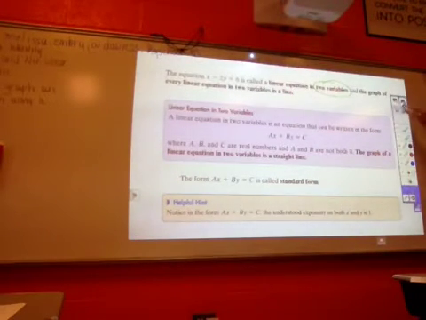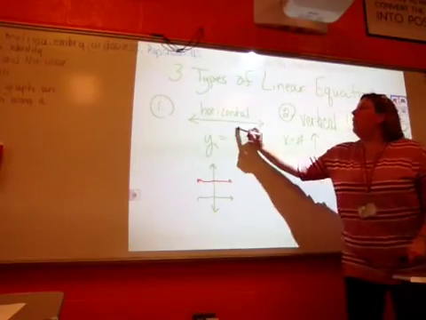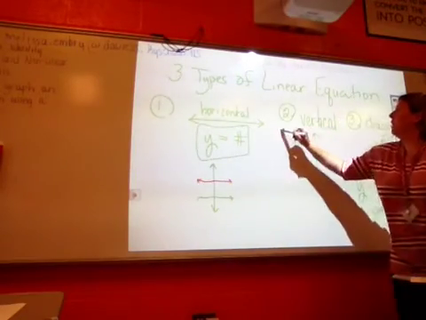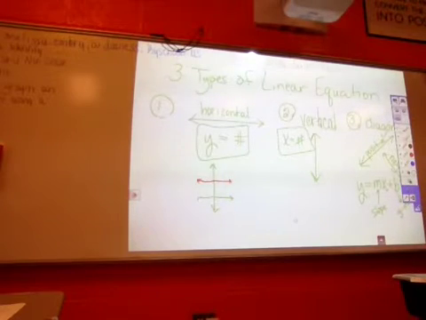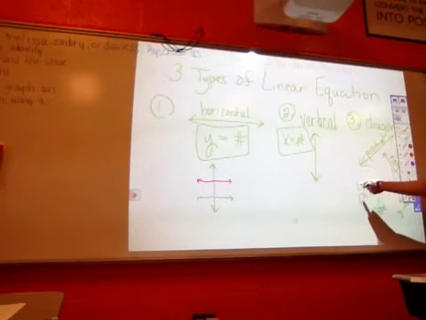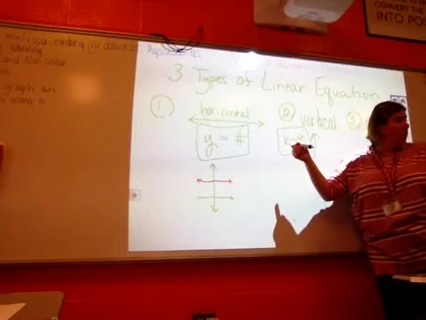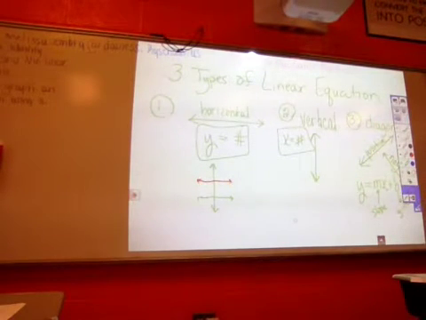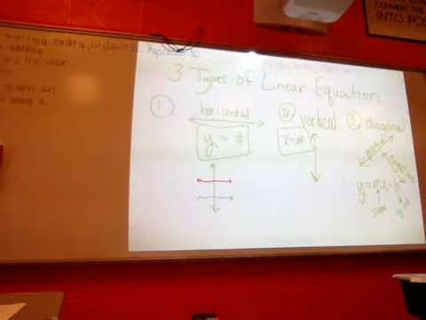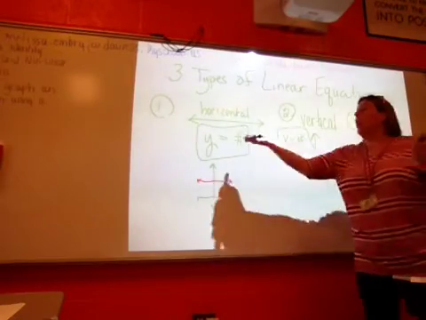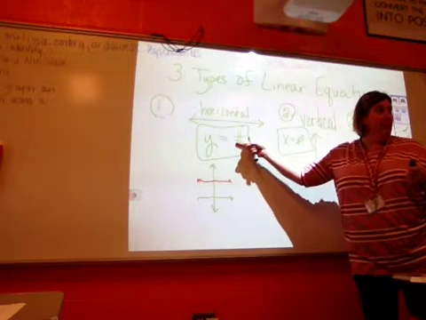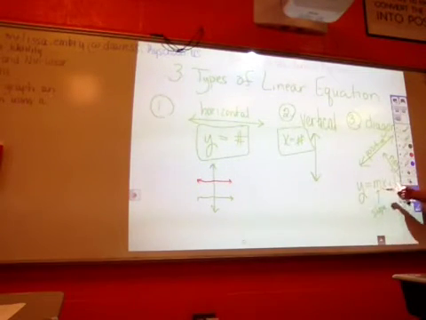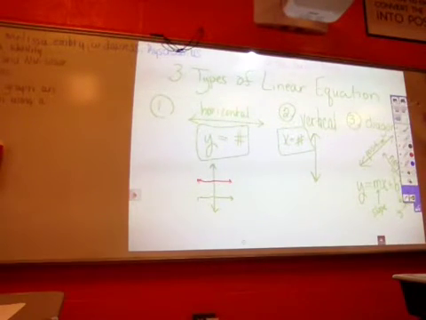Let's go back and look. Here's my equation for horizontal. Here's my equation for vertical. Has an X and a Y in it? This one does have an X and a Y in it. These have only either an X or a Y. These are in terms of one variable. It's going to be the variable and the number. Everybody agree? These are in terms of both X and Y. That's why we call it a two variable.